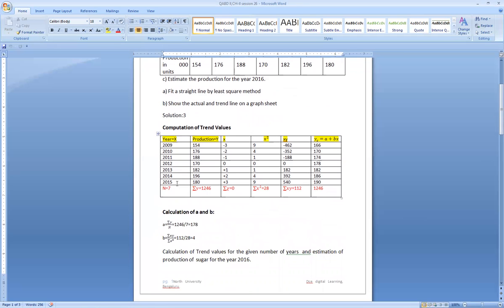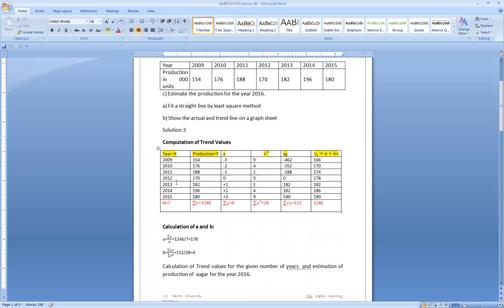Whatever years are given have to be taken as the x variable, and the production values given have to be taken as the y variable. Let us write down the years, from 2009 to 2015: 2009, 10, 11, 12, 13, 14, 15. There are 7 years given here. While taking the deviations, we take the central value, 2012, as 0. Upwards we mark -1, -2, -3, and downwards +1, +2 and +3.